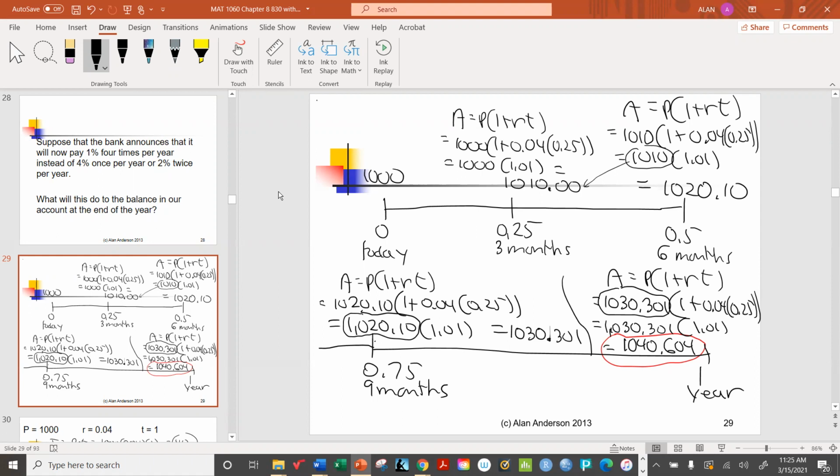All right, now the main thing is I hope everybody really understands why this is different than what we had earlier, because now by breaking it up into pieces like this, each period we get interest on our principal and our previously earned interest. That's why it's growing faster than it did when we only earned interest once a year.